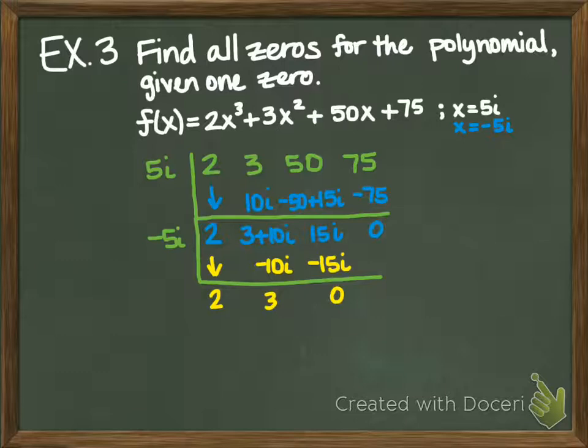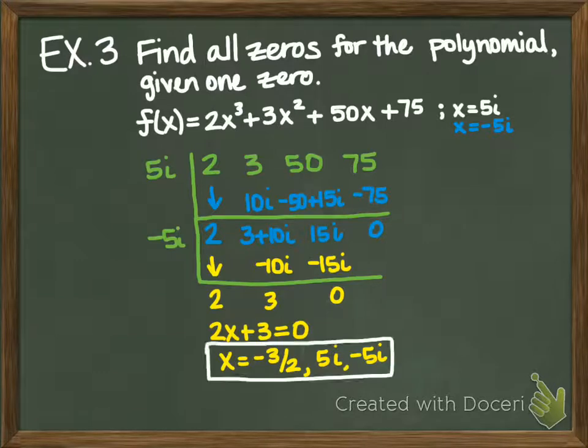Okay, so the green equation that I started with was a cubic function. The blue equation in the middle would be a squared function, and now the yellow function at the very end would be x to the first power. So really this is 2x plus 3 equals 0. Well, I can solve this. I'm going to subtract 3 and divide by 2, and I would get x equals negative 3 over 2. So the solutions to this polynomial are negative 3 over 2, 5i, and negative 5i.